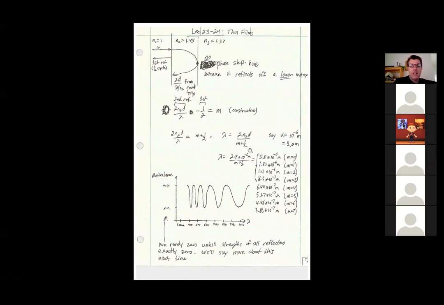Now let's say that the thickness is a micron. That's a plausible enough thickness for an oil slick on water. We start plugging in numbers. We get many, many wavelengths that will undergo constructive interference from reflection. Most of these are not visible. You might have to go to high values of m before you get something.